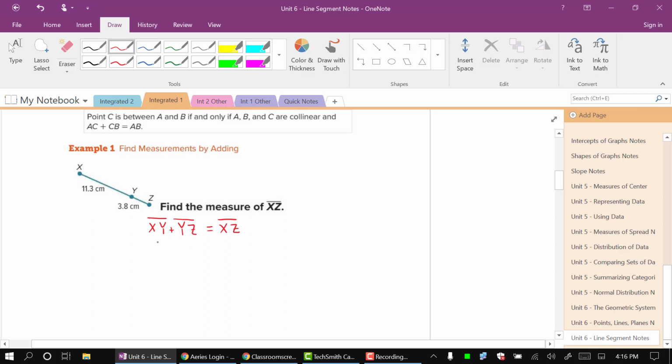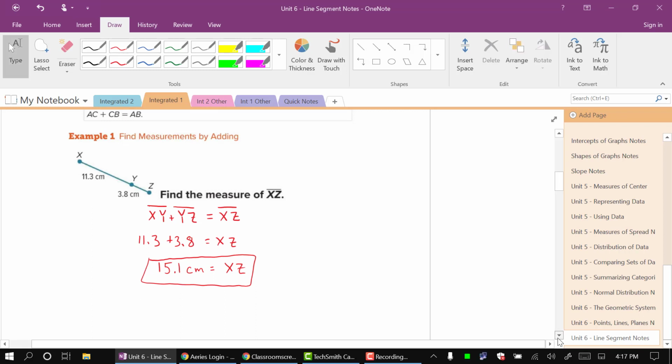The first distance, XY, is 11.3. YZ is 3.8. Again, that's for XZ. When we add these 2 together, we get 15.1 centimeters equals XZ. So the length of that line segment is 15.1 centimeters. Let's take a look at example 2.